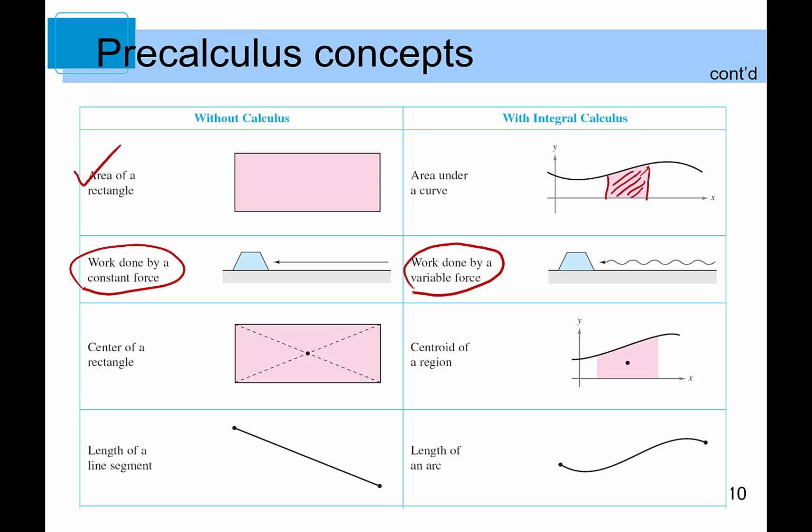And without calculus, you can find the center of the rectangle. With the integral calculus, you'll be able to find the center of a region, which is a lot more complex. And without calculus, you can find the length of this line segment, just like that one, using the distance formula, given the coordinates of the 2 points. With the help of calculus, you can find the length of the arc.